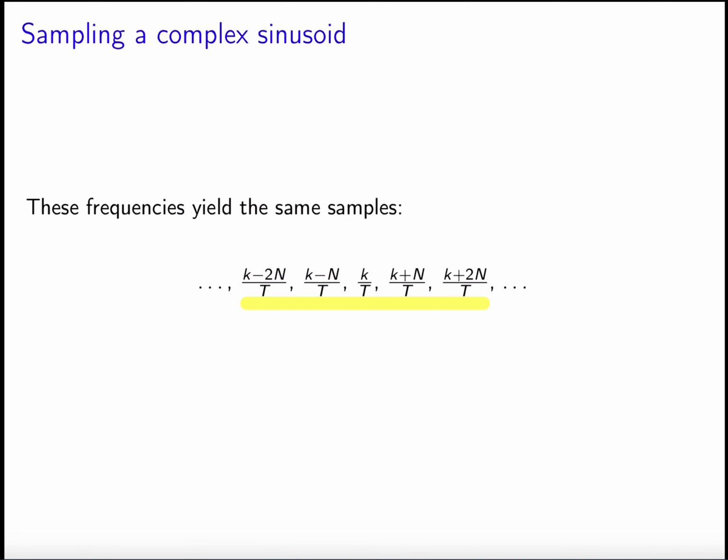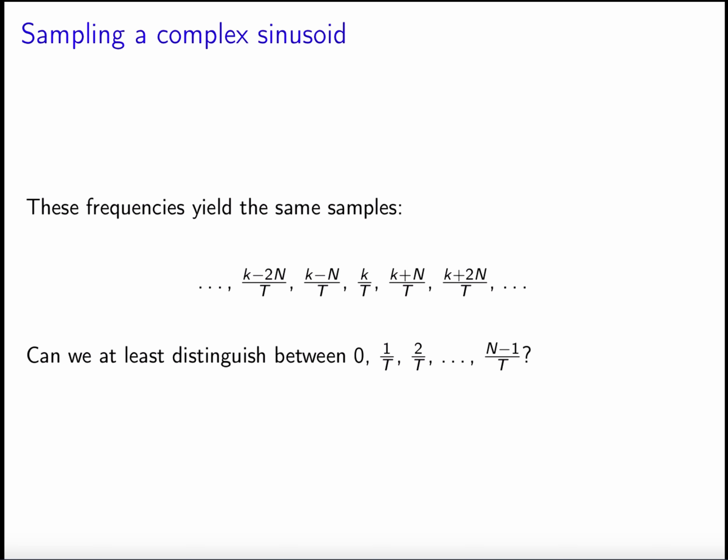So now you might say, okay, we cannot distinguish complex sinusoids with frequencies that differ by N over T, or a multiple of N over T. But how about if we consider frequencies that are next to each other? So where k is equal to 0, 1, 2, up to N minus 1. These do not differ by N. So the question could be, can I at least distinguish those complex sinusoids?